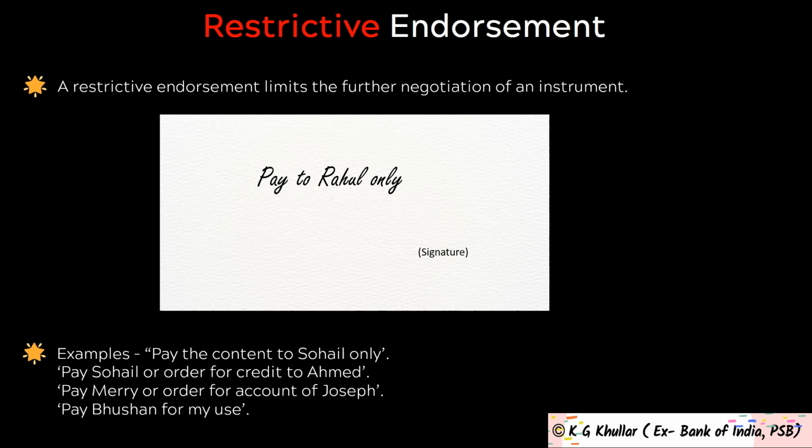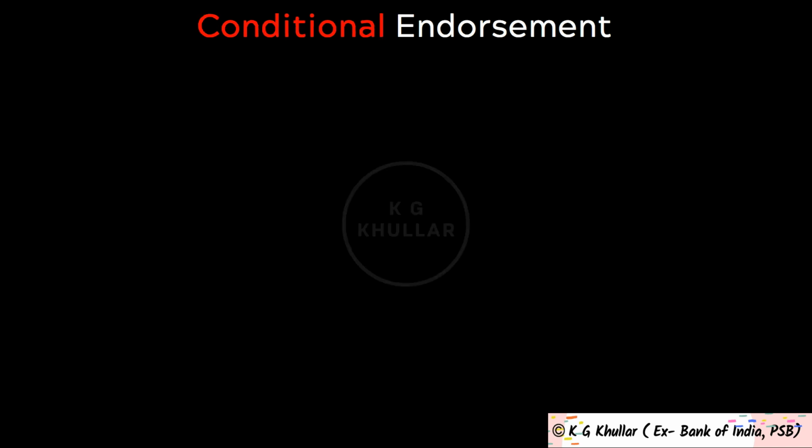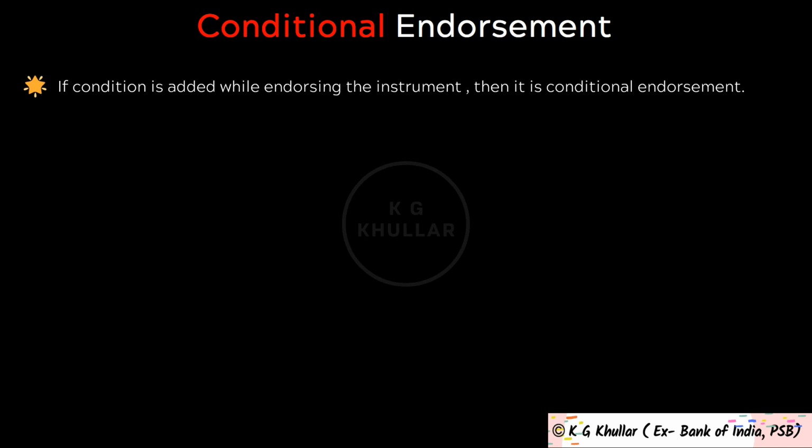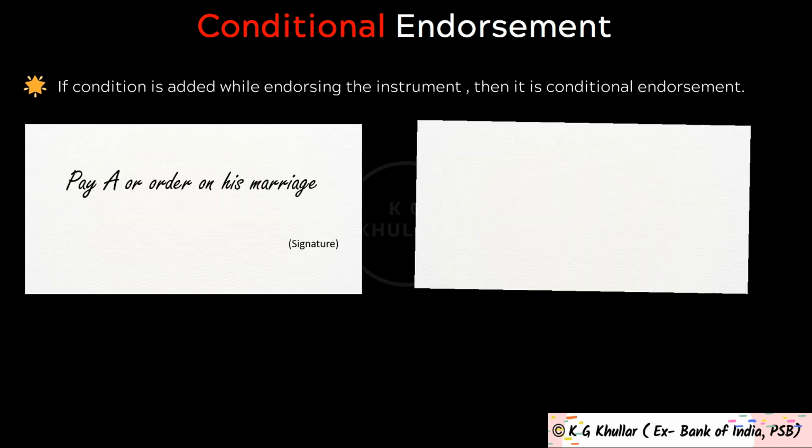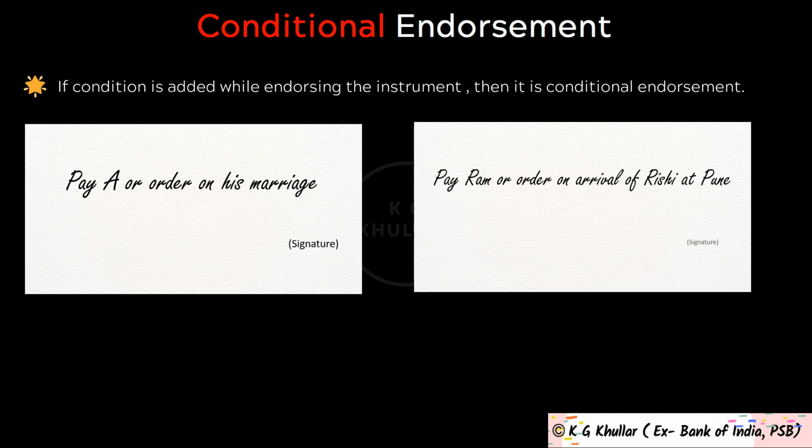Then next we have conditional endorsement. Now friends, in this endorsement, if a condition is added while endorsing the instrument, then this is nothing but conditional endorsement. For example, pay A or order on his marriage, or pay Ram or order on arrival of Rishi at Pune. So as you can see, there is a condition for payment in both these cases.